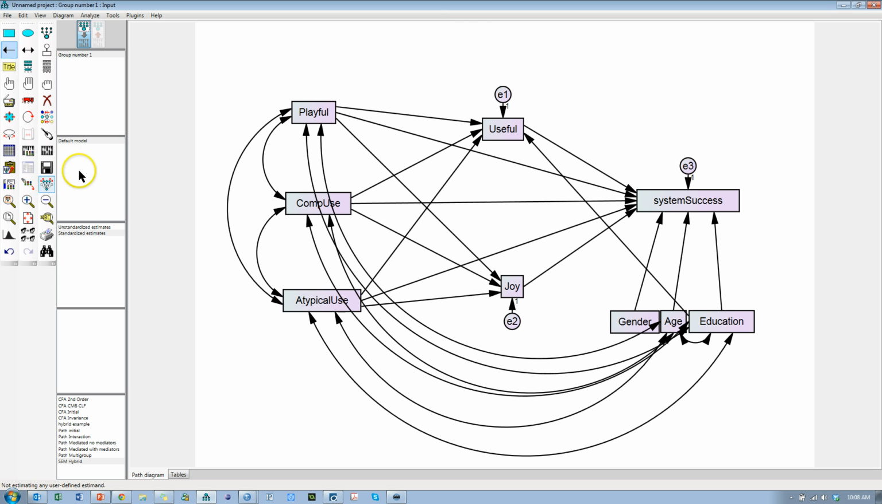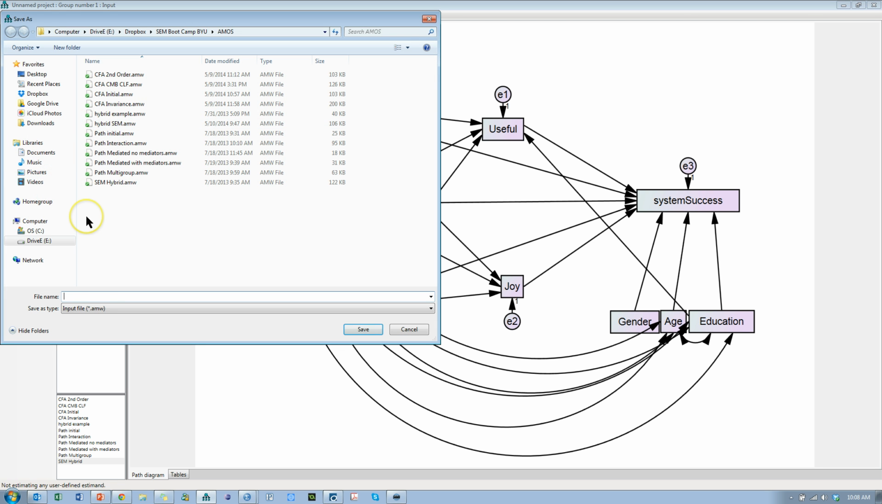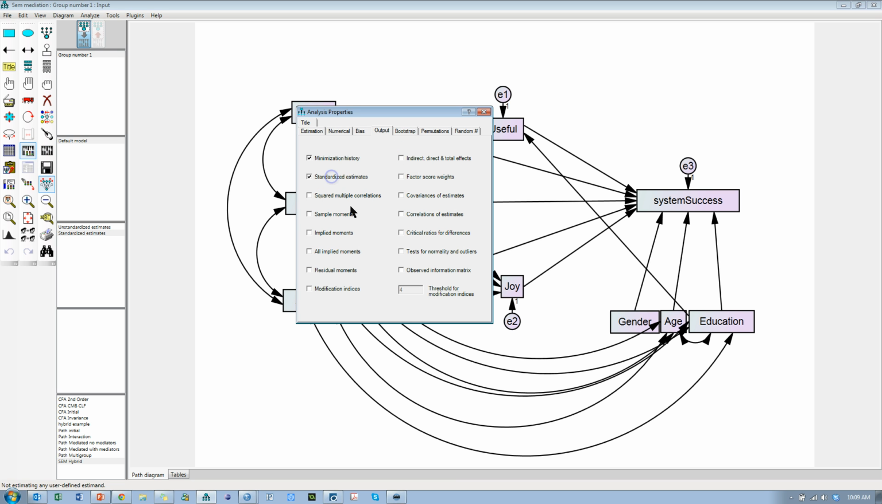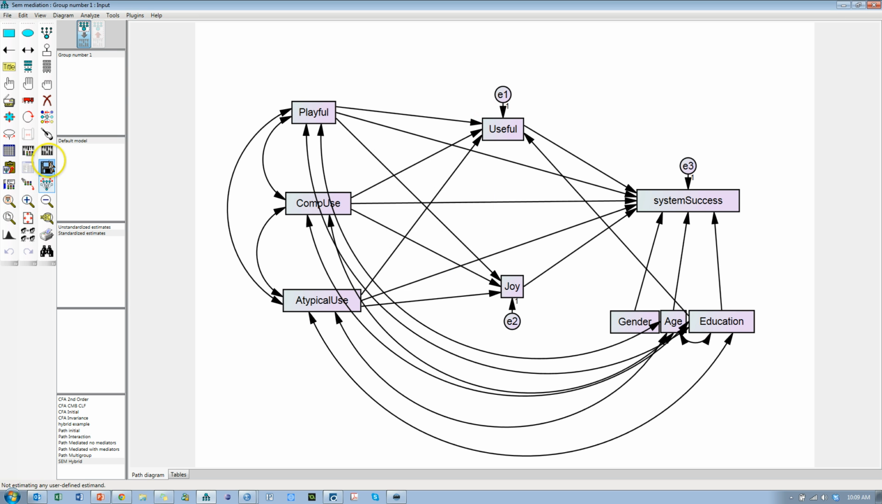And I'm going to save this before I forget, as SEM Mediation. Now some analysis properties. What do we want? Standardized estimates, squared multiple correlations, that's the R squared. Modification indices, I'm just curious. And indirect, direct, and total effects. That's going to give us the indirect effect.